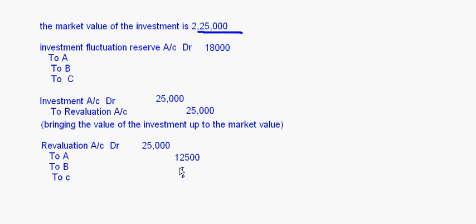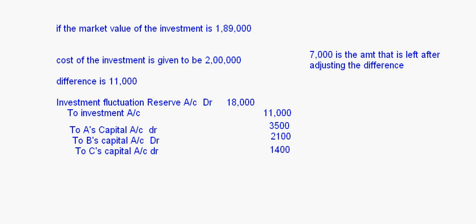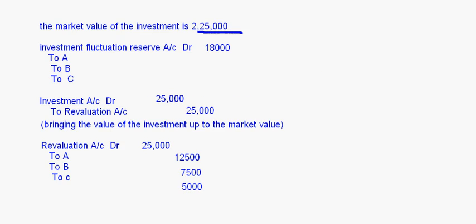And if you do 25,000 into 3 divided by 10, that will be 7,500. Okay, so you'll be left with how much? 5,000 for C, right? So this is how you deal with the investment fluctuation fund. There are 3 cases we have put here. One is the market value is the same, one is the market value is less, and the last one is when the market value becomes more. So with that, I'll finish the topic on this treatment of investment fluctuation reserve.